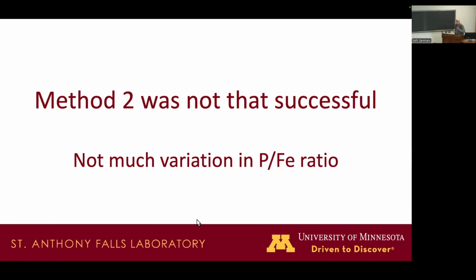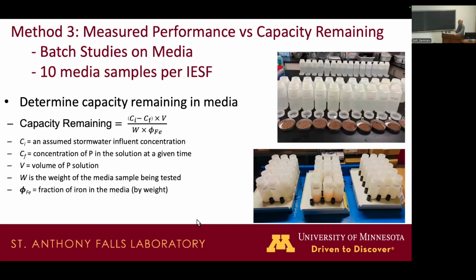But there is a method three. Method three is we take the measured performance versus capacity remaining. We actually measure how much capacity the iron has. And the problem with the ICP analysis was that the iron is always there and the phosphate is always there. And that could be part of the problem. So this is more direct towards the retention of phosphate in an iron filter. So I was pretty sure that this would give a good correlation.